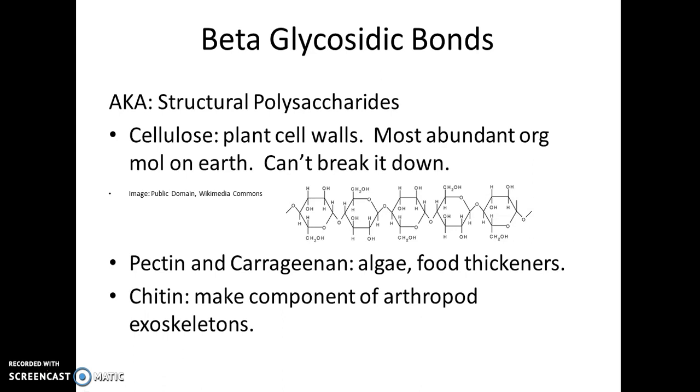These are also known as structural polysaccharides, and although we can't digest them, they do provide structure and support. So cellulose is the main structural polysaccharide, with beta-glycosidic bonds. It's found in plant cell walls. It provides support for the plants, and it is the most abundant organic molecule on this planet, and we can't break it down. We cannot. We do not produce the enzymes necessary to break down cellulose.